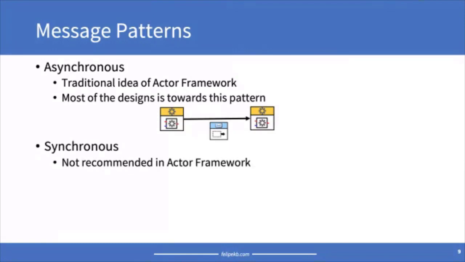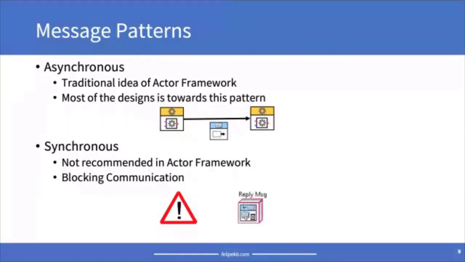The second one is a synchronous message. The message will wait for a response. In actor frameworks this is not really recommended, and I believe not in other frameworks as well, because the actors can hang if the response doesn't arrive. Of course, you can set timeouts, but this is another thing you should worry about when designing. This is also called blocking communication because one actor is expecting the response from another actor.